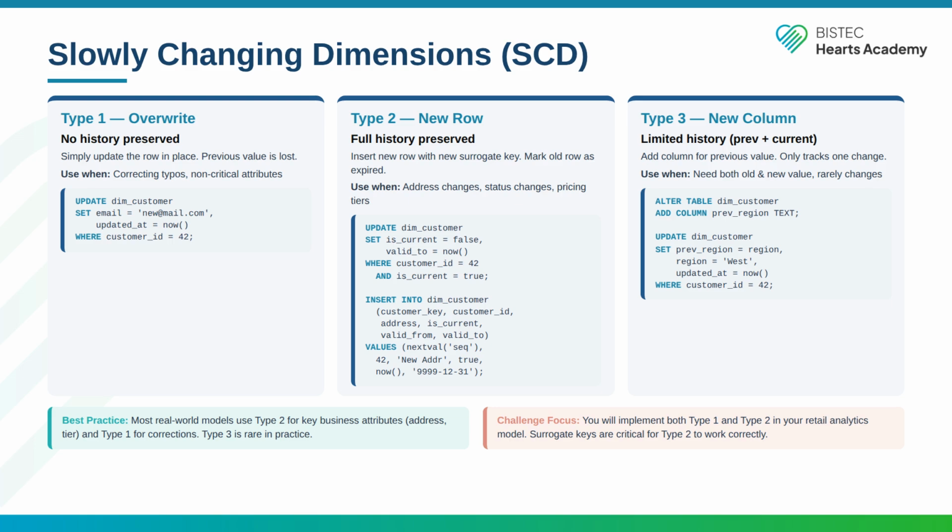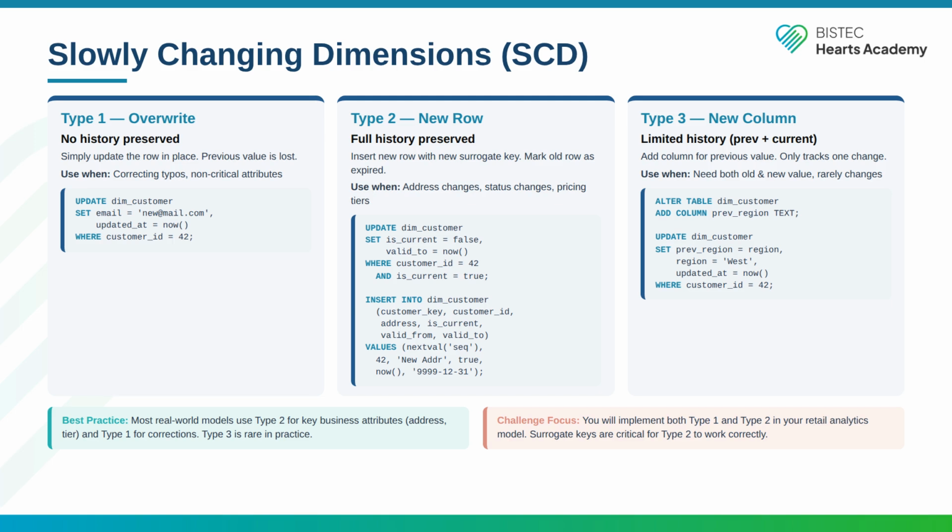Type 2 is the new row approach, and it is the workhorse of dimensional modeling. When an attribute changes, you expire the current row by setting is current to false and valid to the current timestamp. Then you insert a new row with a new surrogate key. The updated values have is current set to true and valid to set to a far future date like 12/31/9999. The old row remains in the table. You can query what a customer's address was last year, last quarter, or at any point in time. This is essential for any attribute where historical accuracy matters.